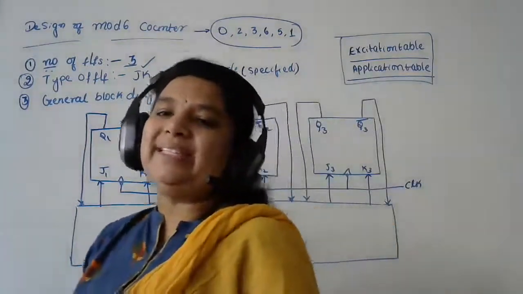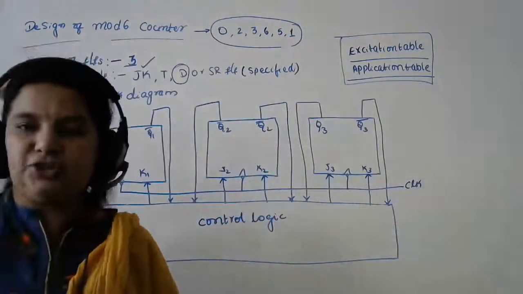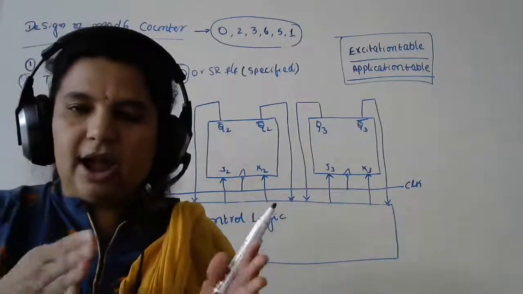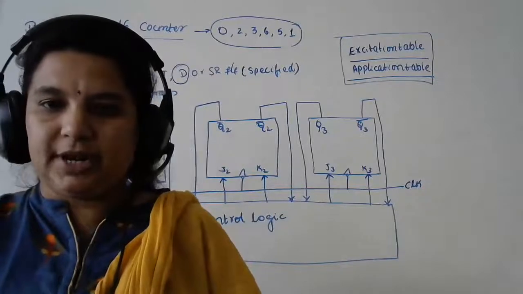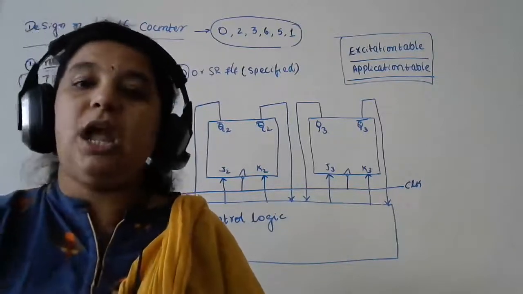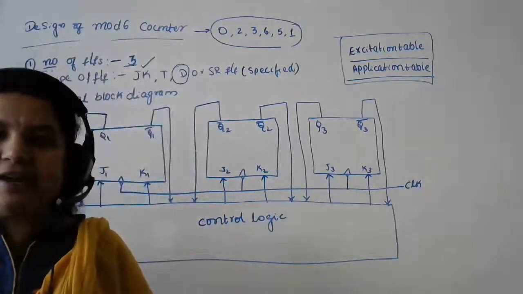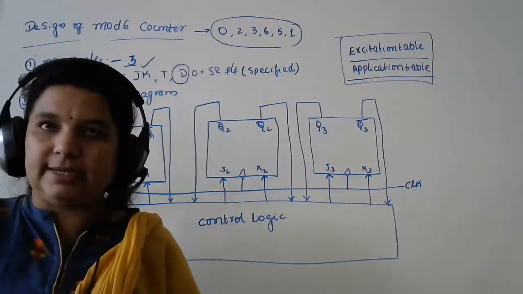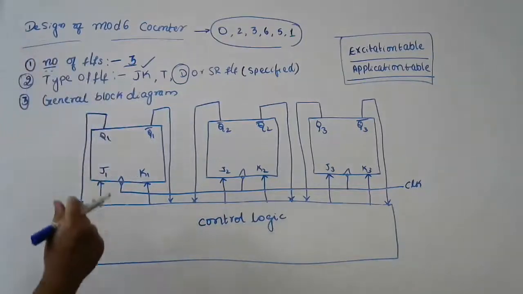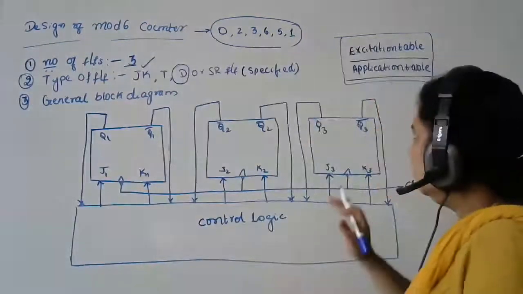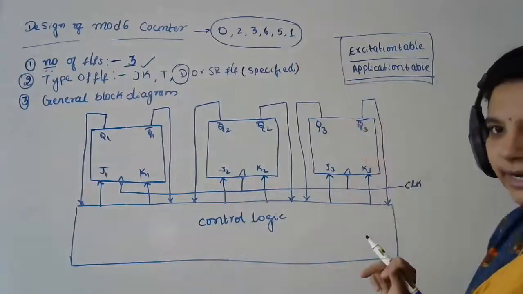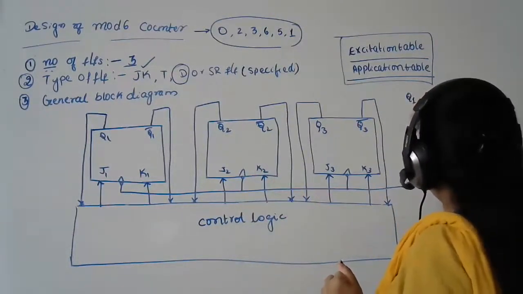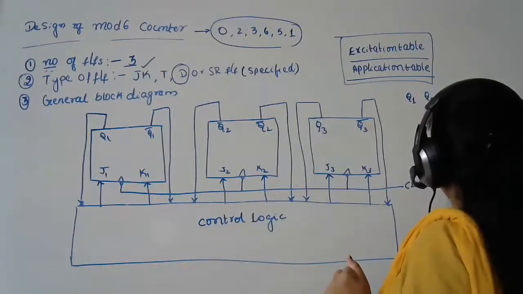Now, what do you mean by an excitation table? The excitation table tells me, suppose I have this present state and I should go to the next state, what input I am supposed to feed into my flip-flop so that it goes to that next state. Let me make it clear. I have the count sequence 0, 2, 3, 6, 5, 1, right? Let me write it. I have 3 flip-flops, so it is Q1, Q2 and Q3.